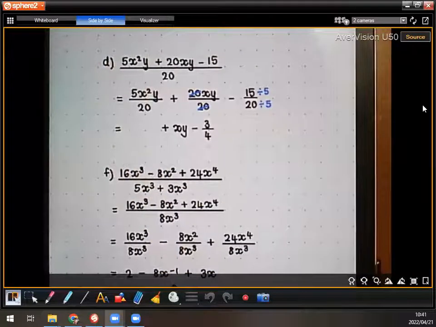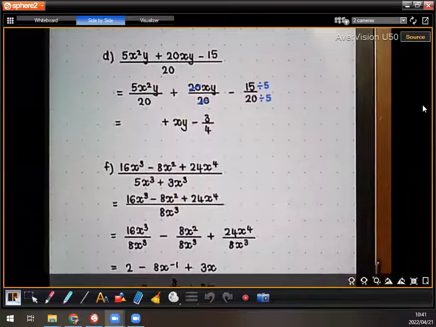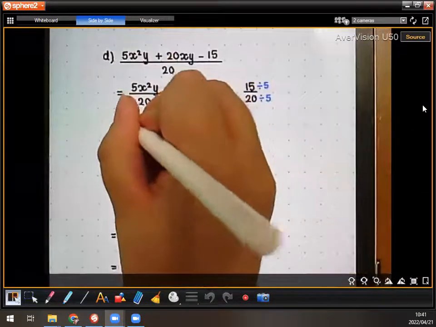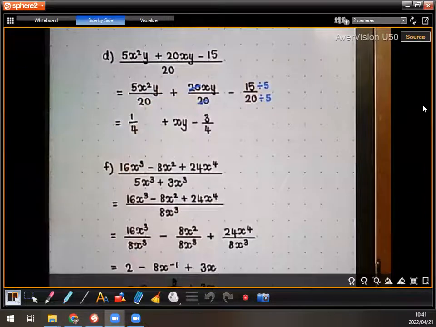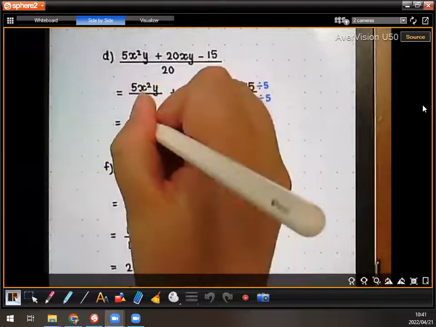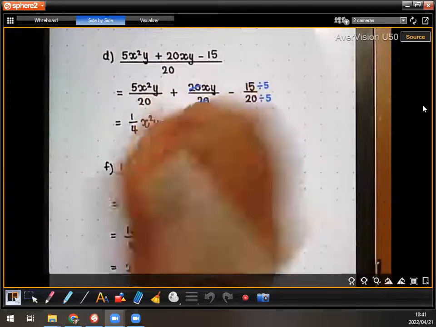Now, if there's a 1 over 4, how do you think we're going to write that, guys? You actually have two options, right? You can write 1 over 4 as a fraction like that. And then what else is left in our answer? The x squared y, right? So you can write it like that if you want.